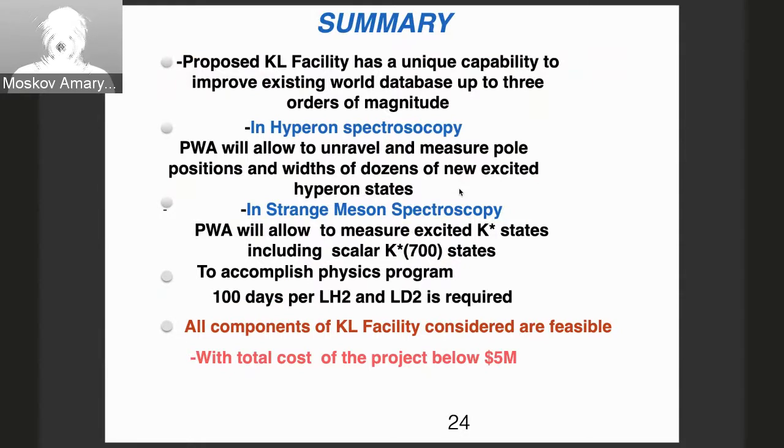And we need 100 days for each target, liquid hydrogen and liquid deuterium. All components of the K-long facility considered are feasible, and our estimation shows the total cost may be below $5 million. So this is all I wanted to tell you. Thank you very much. I'm ready to take questions.